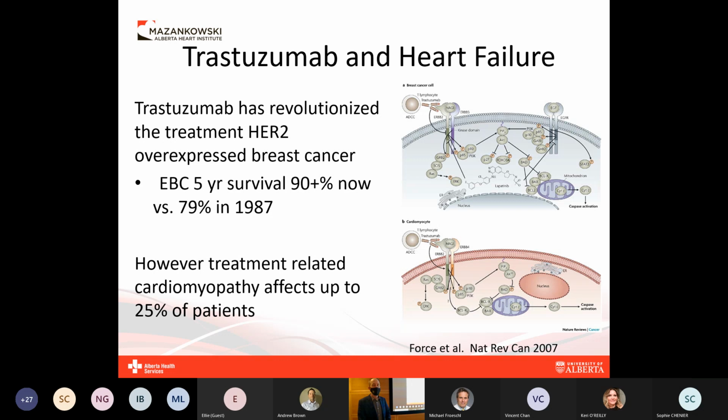But they realized that up to 25% of patients receiving this treatment do develop left ventricular dysfunction, like the echo example I showed you earlier. And about anywhere from 1 to 5% of these patients develop heart failure.